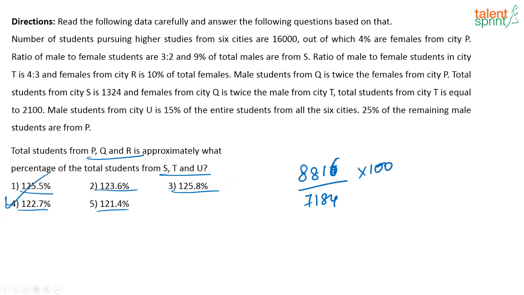You can just check if that is what you are getting. The answer will be 122.7%. See, they are asking for total students from PQR is approximately what percent.